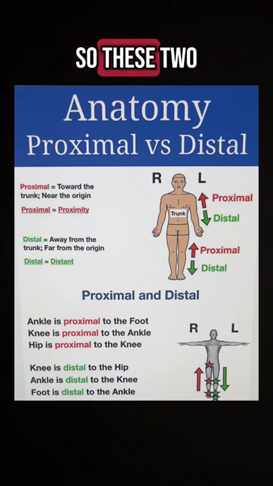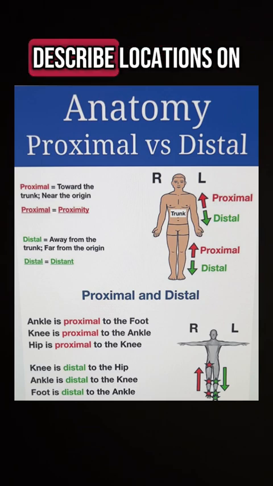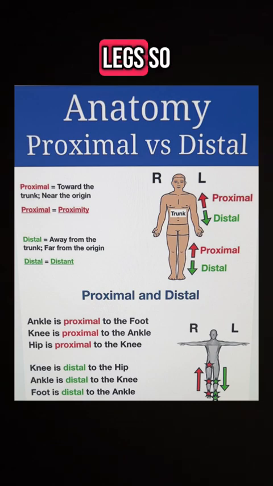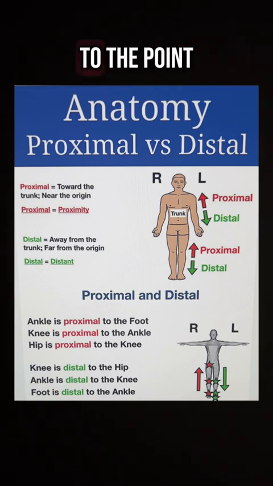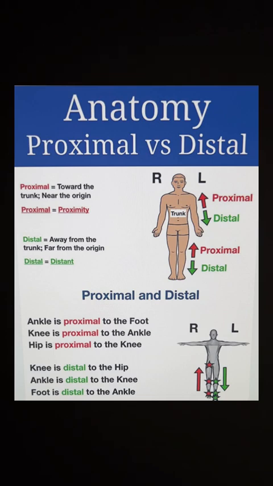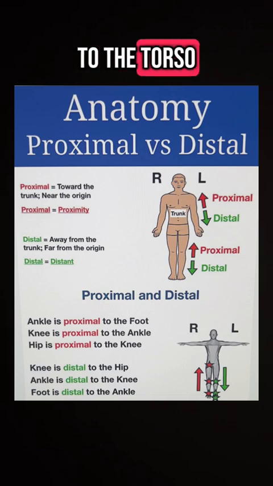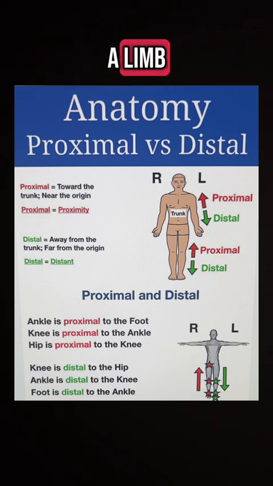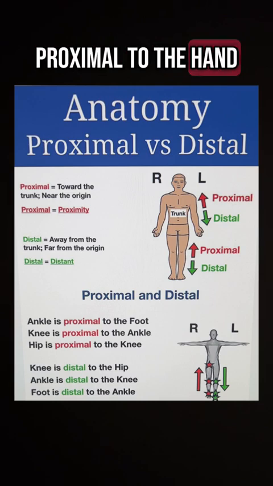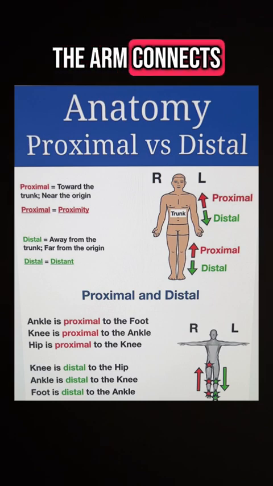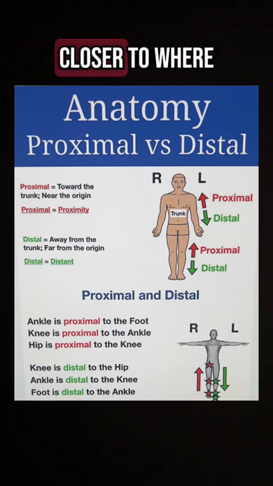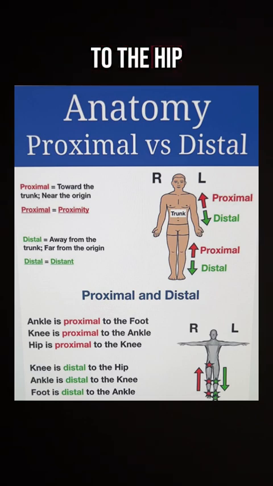So these two terms are essential in anatomy to describe locations on the body, especially when comparing parts of the limbs, the arms and legs. Proximal means closer to the point of attachment. Think proximity, meaning close. Used to describe the body part that is closer to the torso or the main attachment points of a limb. So an example here is the shoulder is proximal to the hand because it is closer to where the arm connects to the body. The thigh is proximal to the foot because it is closer to where the leg connects to the hip.